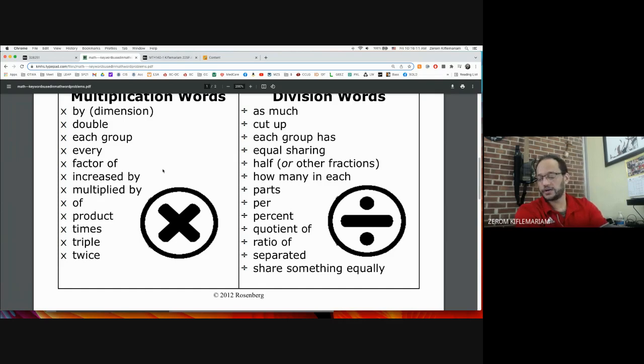For division, we are looking at "as much as", cut up, each group has equal sharing, half, shorter fractions, how many in each group, parts, per, percent, quotient of, ratio, or separated, share, or something equally. Those should be triggers when we are dealing with division. So again, wording matters, and the way it is written matters.